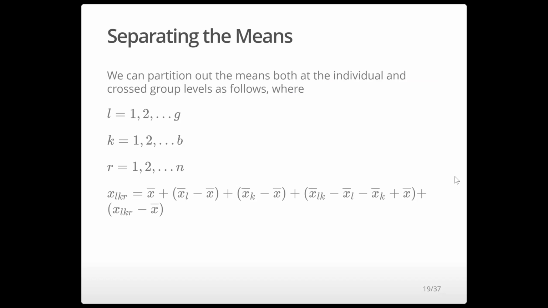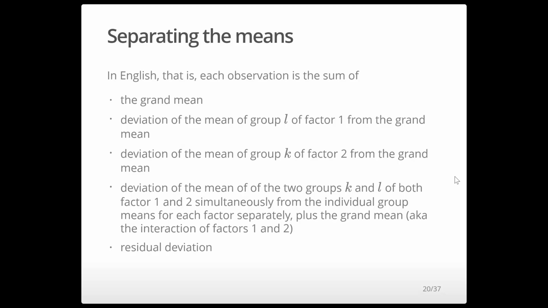So we would decompose each observation as the grand mean, plus the mean of group L subtracted from the grand mean, plus the mean of group K subtracted from the grand mean, plus the mean of group LK subtracted from the mean of group L subtracted from the mean of group K, plus the grand mean. That's the interaction. And then finally, there's some residual error at the end. So this is what I just said. This is just a written English version of what we just saw on the previous page, so it's a little bit easier to interpret.